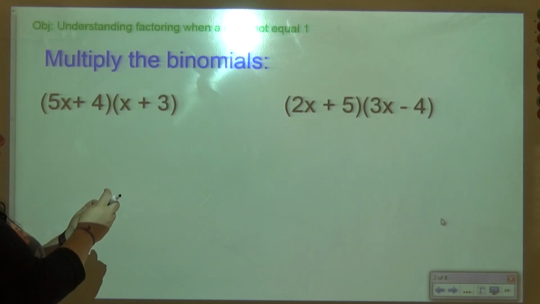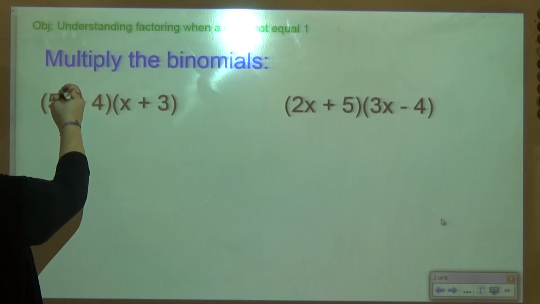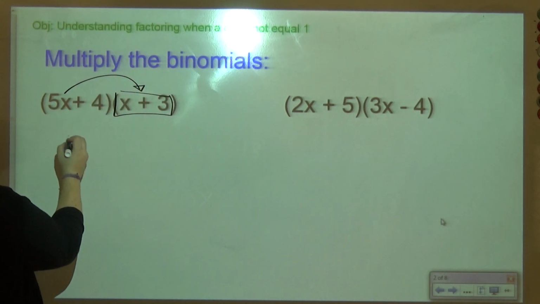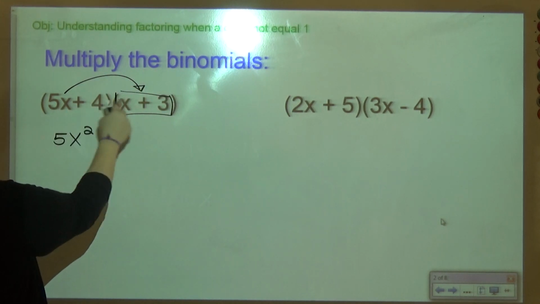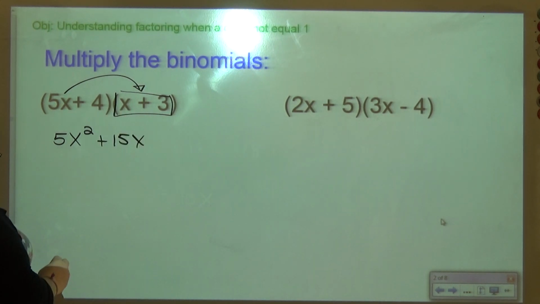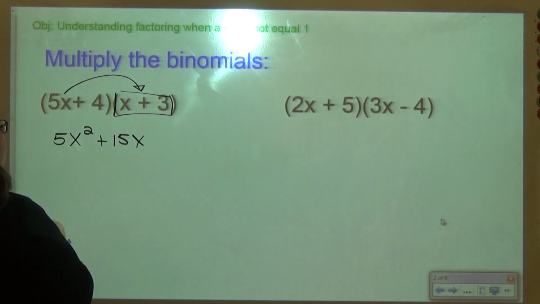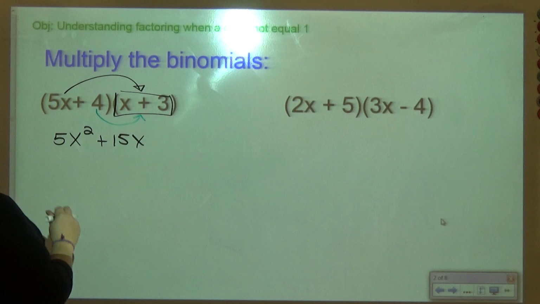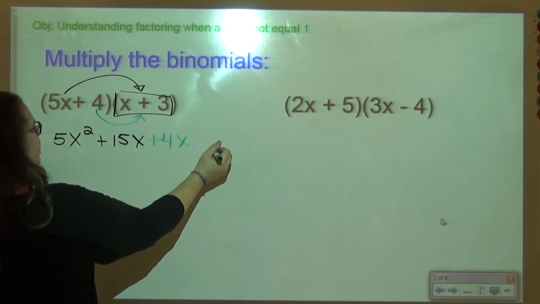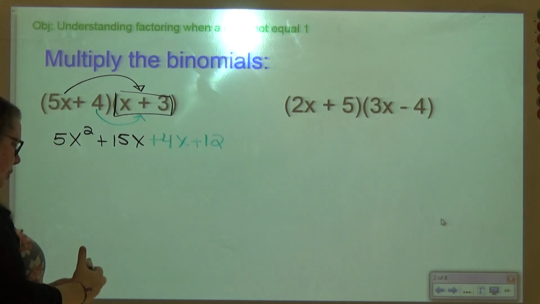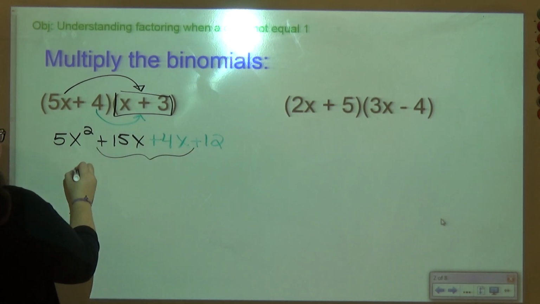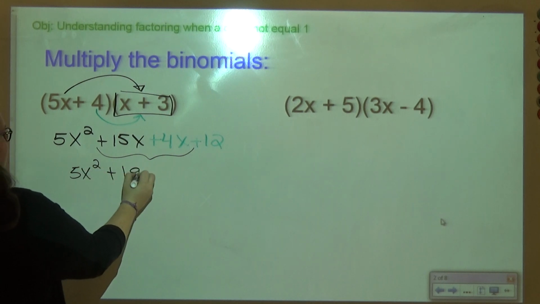All right, so using the FOIL method, or just think of it as distributing, we have to multiply 5x by both of those terms. 5x times x is 5x squared. 5x times 3 is 15x. Then we have to multiply our second term, 4, by everything in that parentheses. So 4 times x is 4x. 4 times 3 is 12. We put those middle two terms together and we get 5x squared plus 19x plus 12.